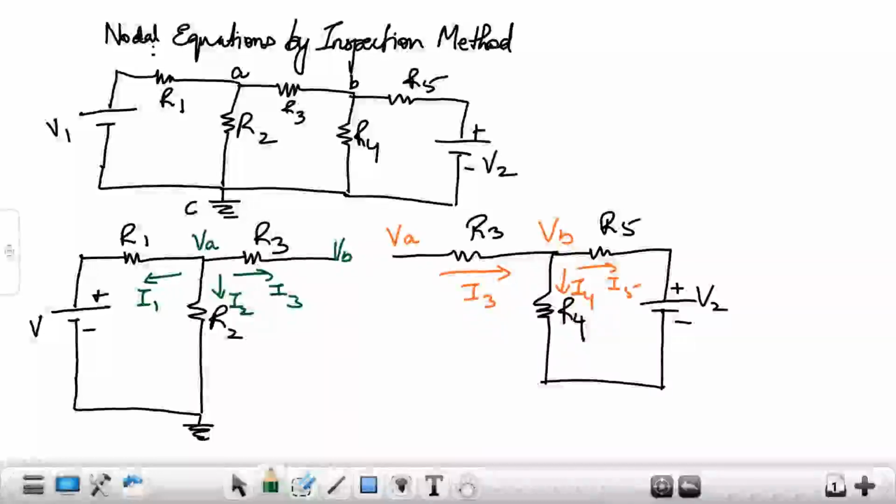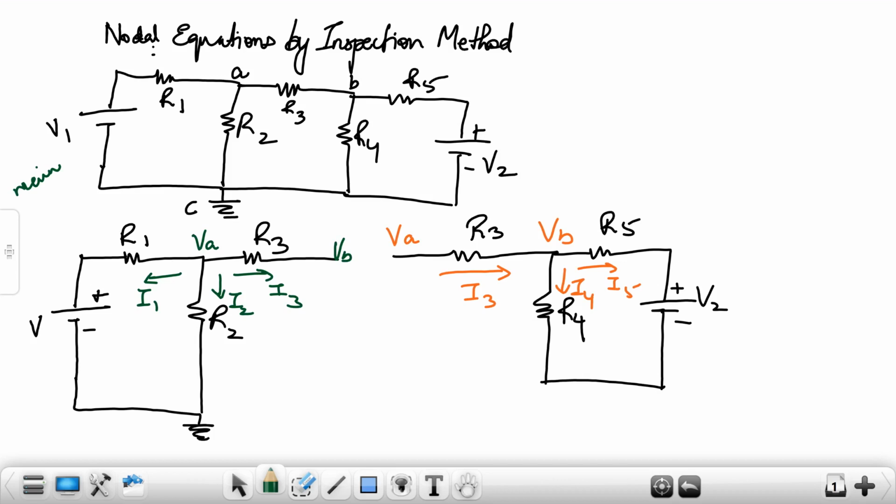Dear student, in today's session we will be doing nodal equations by inspection method. We have already studied how to do nodal analysis, but here we will be doing it by the inspection method. So let's start. Draw the diagram. Now this is the main diagram. Once you have finished drawing the diagram, let's analyze.